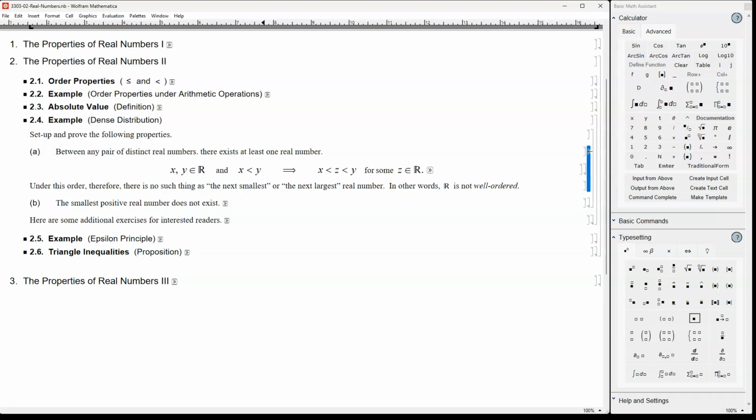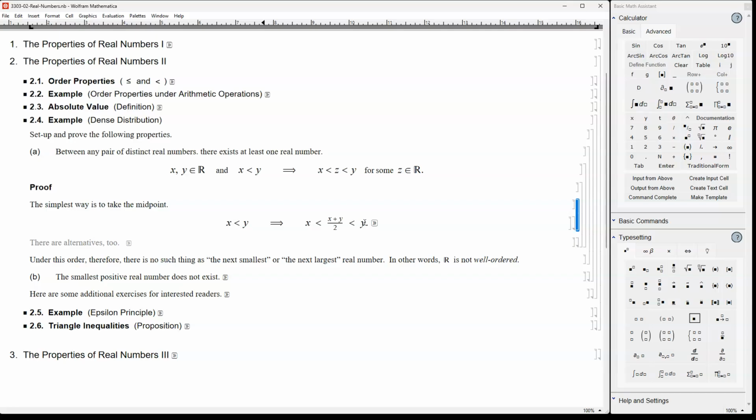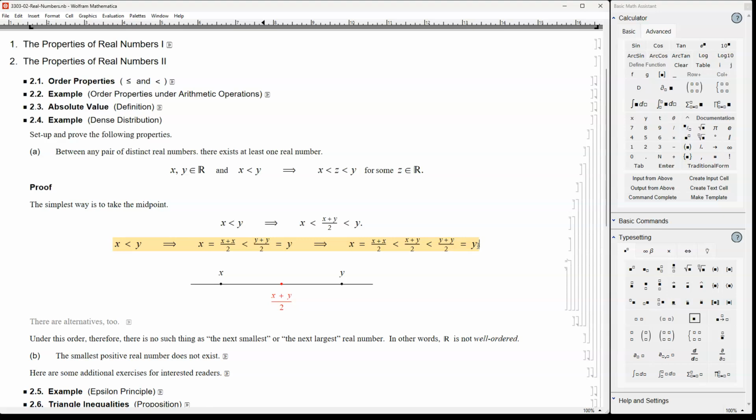Now, how do you prove the first real number exists so that infinitely many follow? We can simply take the average. Between x and y, we can find x plus y over 2. And we can algebraically prove that this is between x and y easily, like this. But most students will prefer the geometric expression here. Yes, we can do that because the set of all real numbers is linearly ordered. So we can arrange all real numbers along a line.